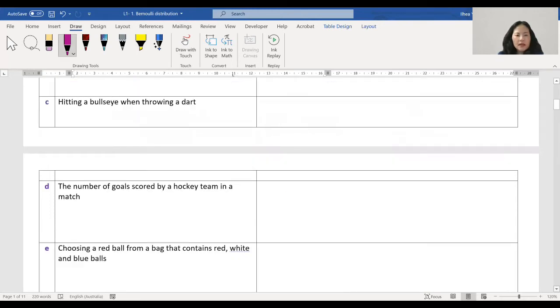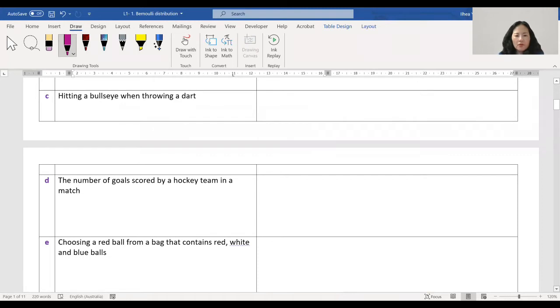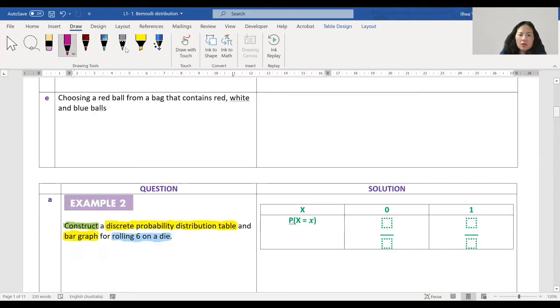Okay, part C, hitting a bullseye when throwing a dart. It actually tells us what we are aiming for. That's a success if we get it, and if we don't, it's a fail. So yes, it is. The next one, the number of goals scored by a hockey team in a match. Number of goals, there are just too many things involved here, so it's not. The next one, choosing a red ball. Now we're talking Bernoulli here, because it's either red or no red, so we only have 2 outcomes.